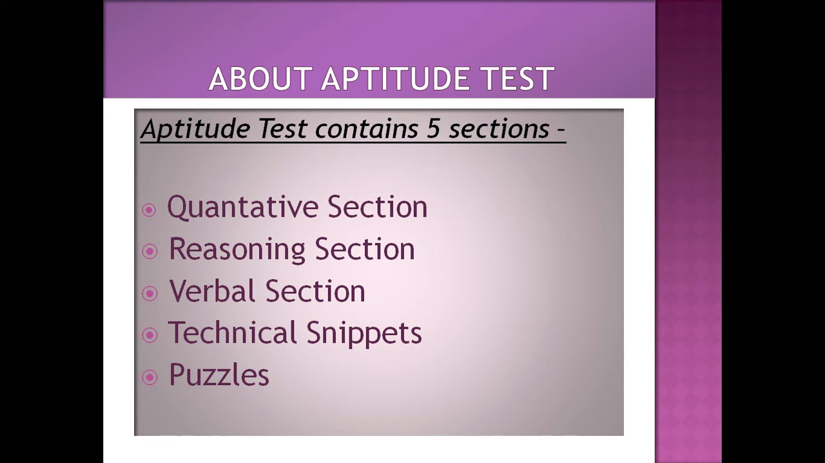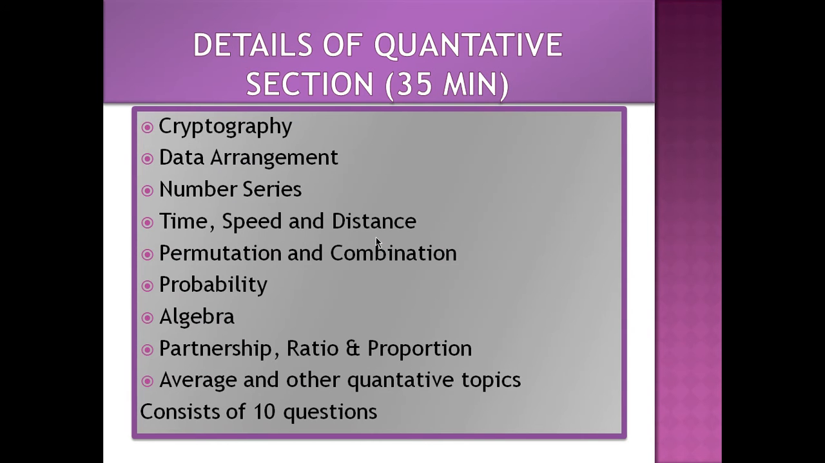Earlier there were only three sections, but from the 2021 batch the pattern has changed, and there are five sections. The quantitative section includes topics like cryptography, data arrangement, boat and stream, DI, that is data interpretation, percentage, permutation and combination, mixture and allegations, and many more topics mentioned in this slide. Please have a look. The most important part is you have to complete 10 questions in 35 minutes, which is fine. I think if a student has a command of the concepts, then she can complete this before time.